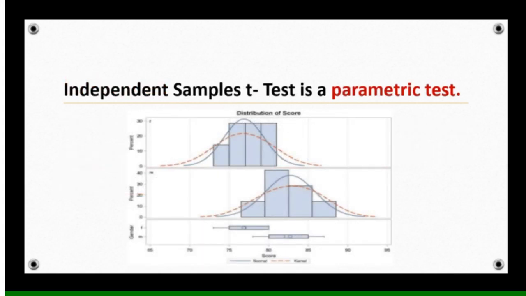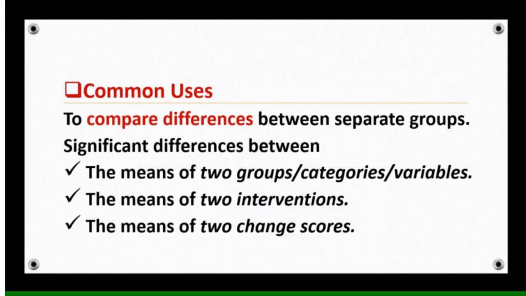The independent samples t-test is a parametric test. This means that the test assumes that the population data has a normal distribution. Now, the common use of this test is comparing differences between separate groups. We can measure the significant difference between the means of two groups, categories, or variables. We can have two interventions or two change scores. Just please note that the independent samples t-test can only compare the means for two and only two groups.